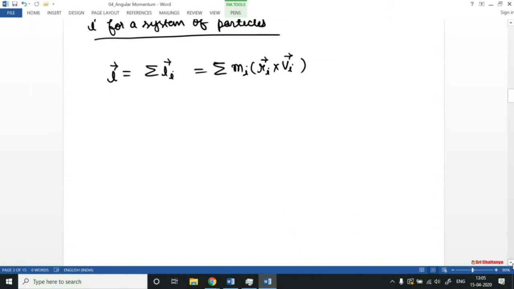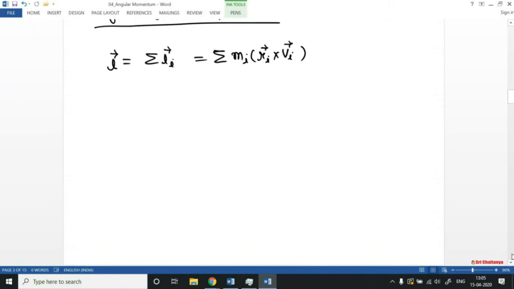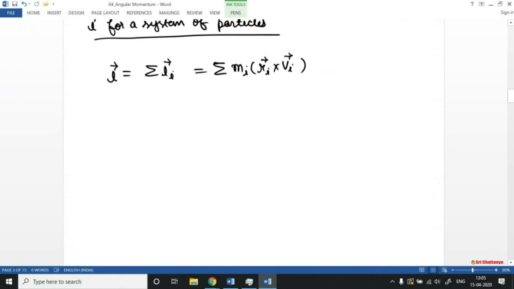One other thing I want to point out here: since the angular momentum depends upon the choice of the point about which it has been calculated, what would be the relationship between the angular momentum calculated about two different points? So let's say we have two points A and B.